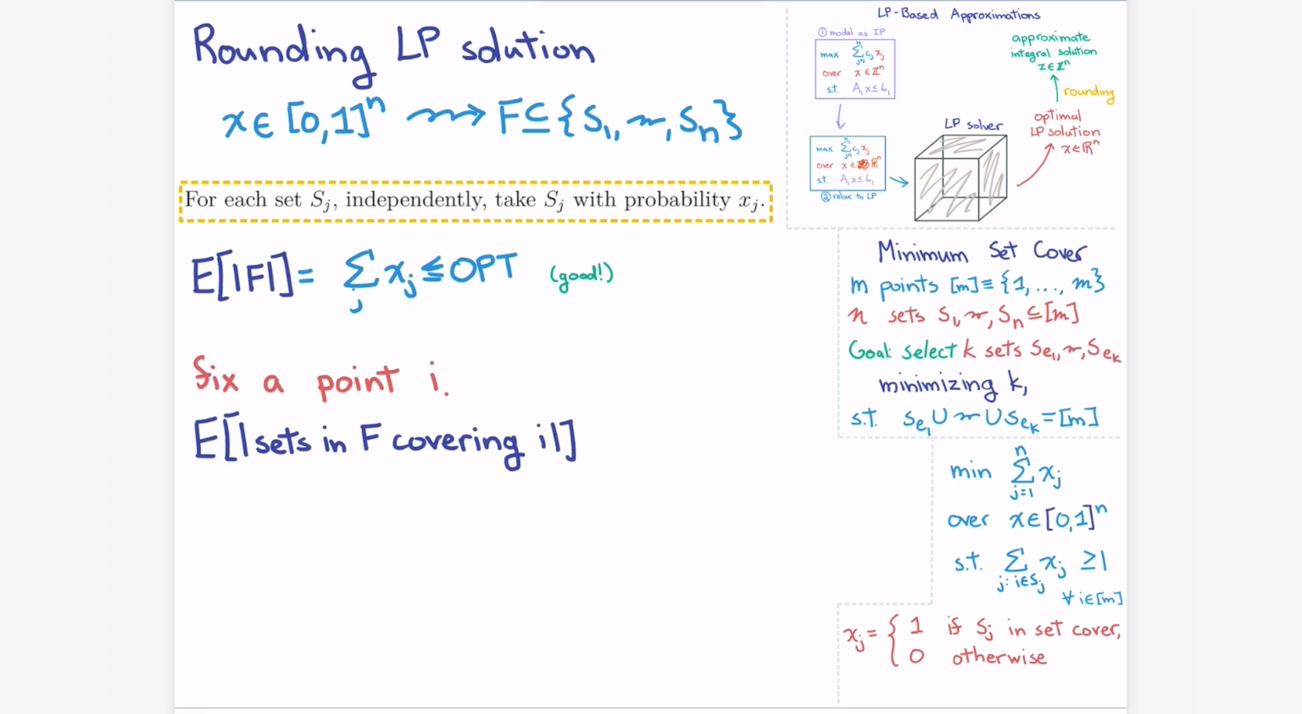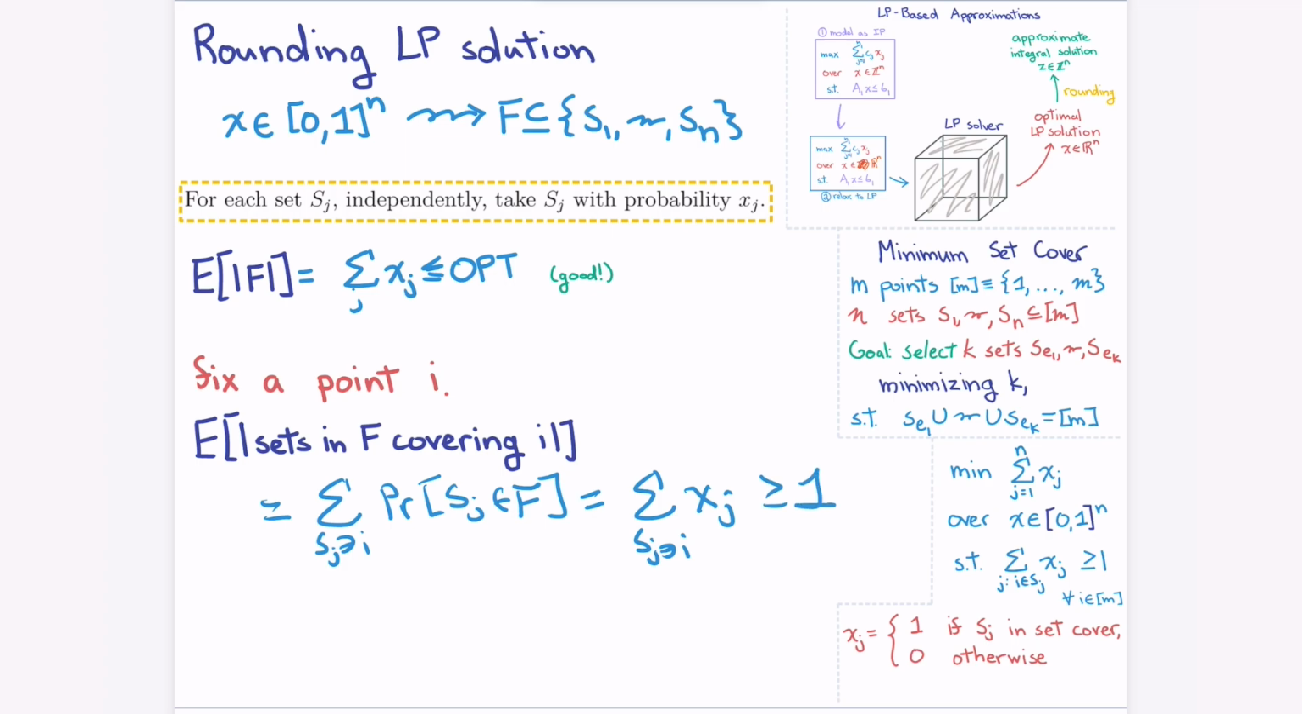A particular point. How would I go through this? Okay, so maybe I'll sum over the sets that contain I, the probability that I put Sj in F. Right, it's the probability I take it, which is xj, which is at least one. Okay, so again, linear expectation. All right, maybe this was very easy.